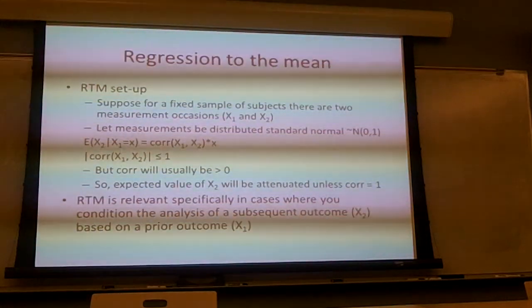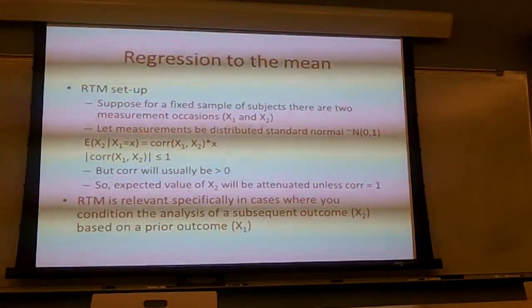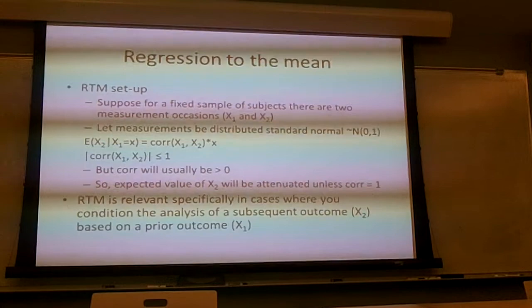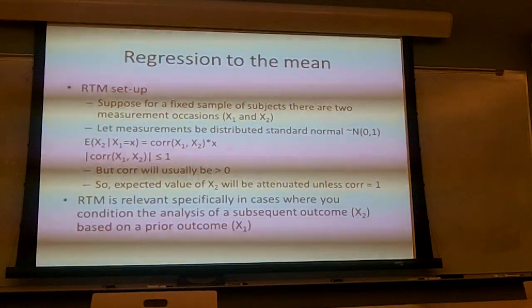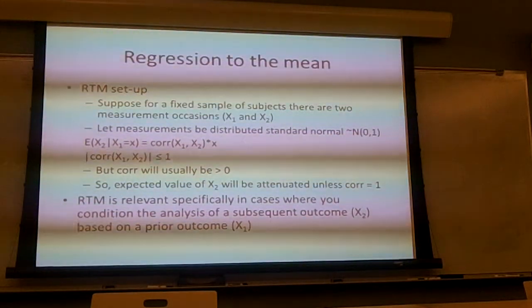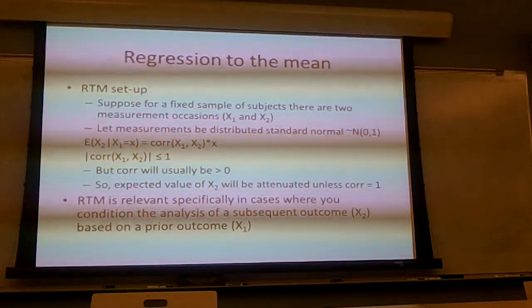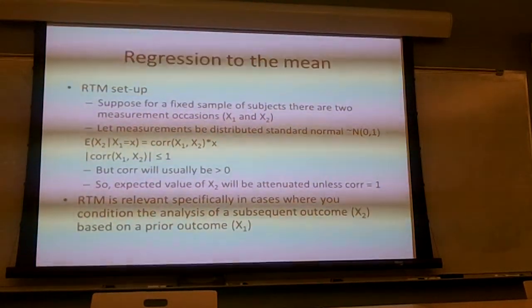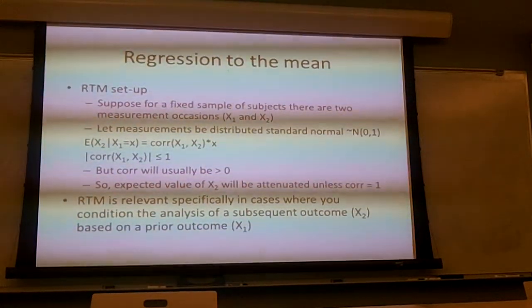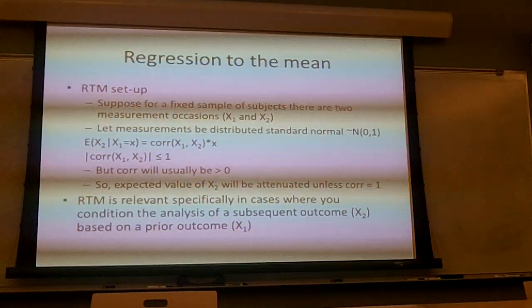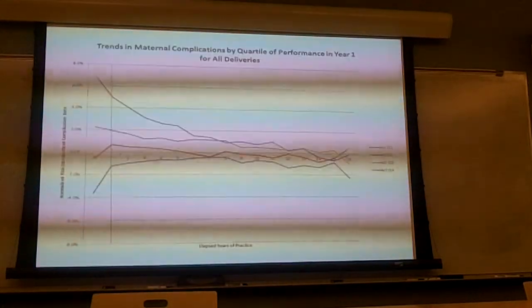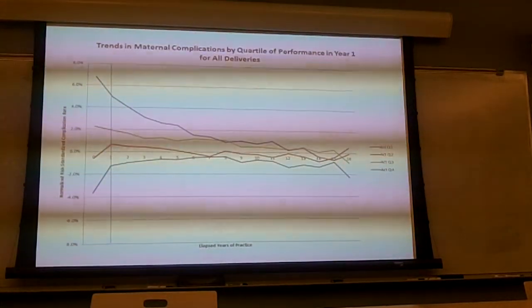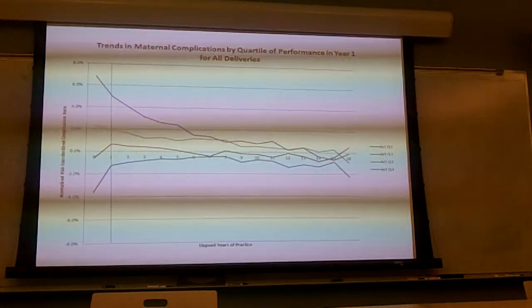And that is regression to the mean, finally. It's specifically relevant in cases where you're looking at a multiple testing setup in time, and you're conditioning on the initial test score to look at the subsequent test score. So it's not that you just say, oh, regression to the mean. It has a specific setup, and you have to have this kind of sequence of tests. So let me give you an example where you might have regression to the mean. Let me be a little more clear.